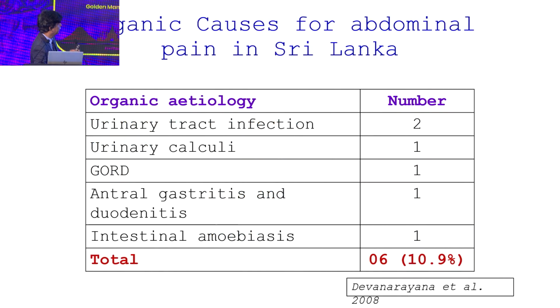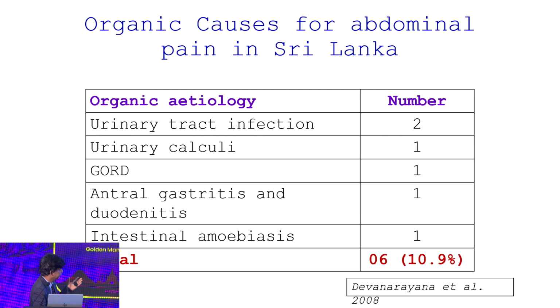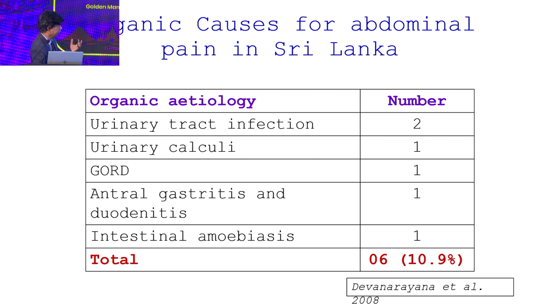But we examined this phenomenon at one point in our research, and we noted that in Sri Lanka, urinary tract infections, urinary calculi, GORD, antral gastritis or duodenitis, and amoebiasis are the common causes of abdominal pain in children. This is after studying about 120 children. Only in 6 could we find a reasonable cause after extensive investigation. So ladies and gentlemen, the question is what is happening with the rest?